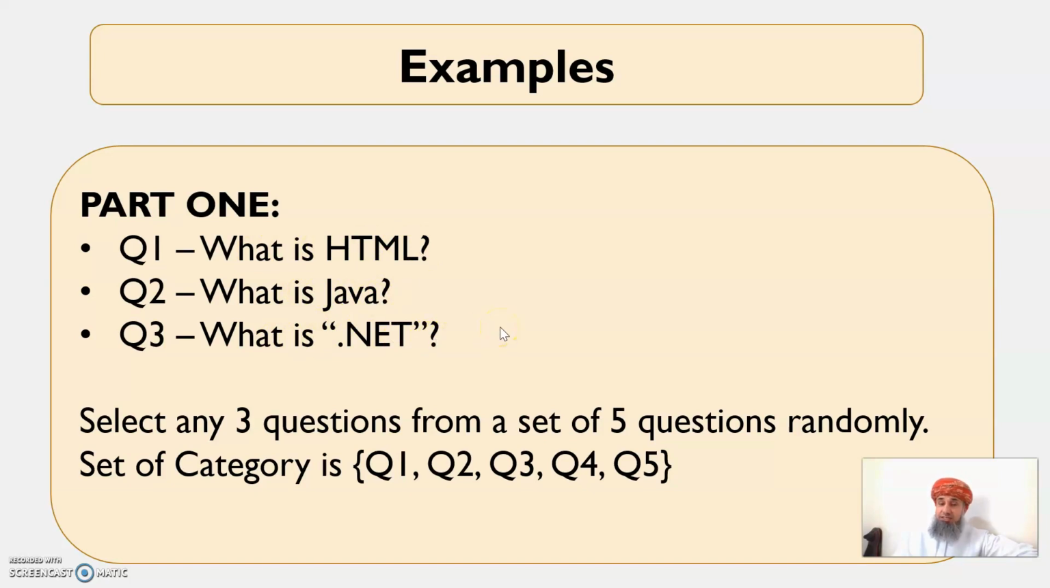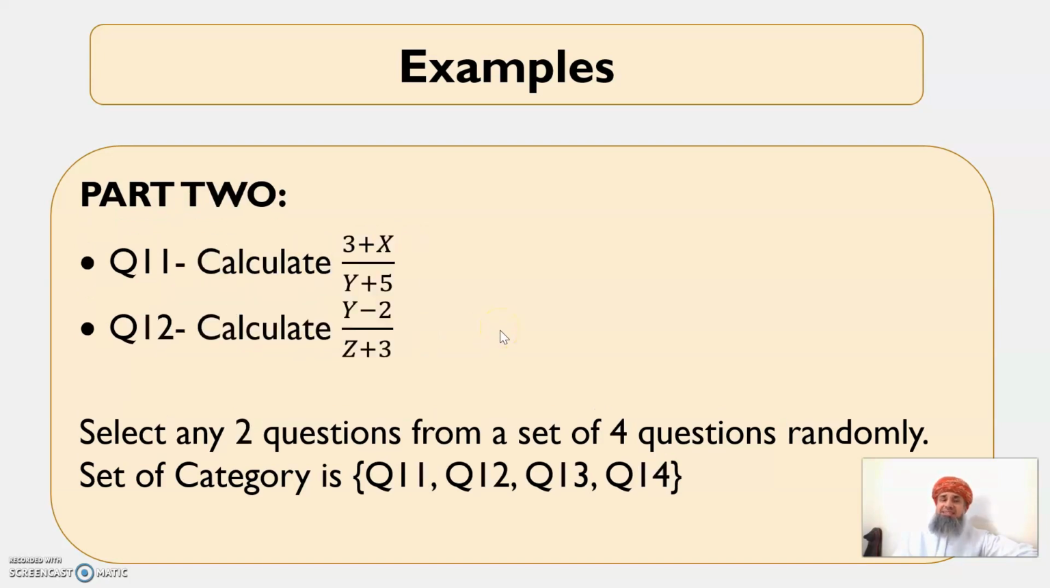These are such examples. The second example is part 2. So the name of the set is part 2. Okay, how many questions are there in the database belonging to this category? We have 4 questions, question 11, 12, 13, and 14. And how many questions will be selected out of 4? We'll have 2. And notice here, this is calculated. So this is a mathematical equation.